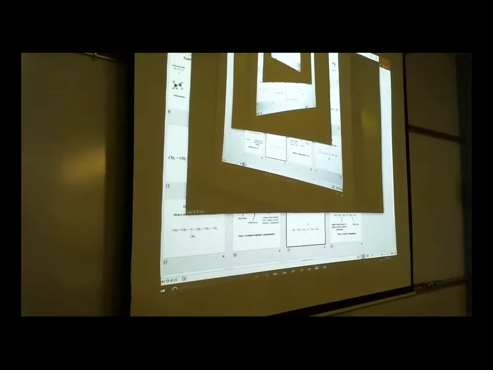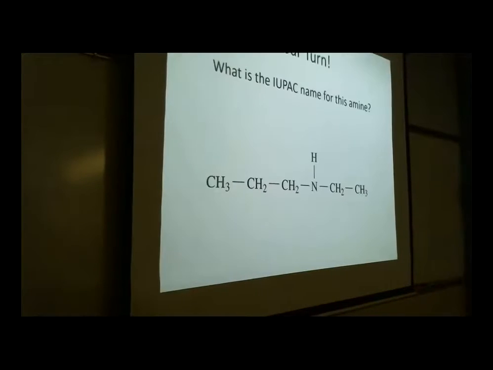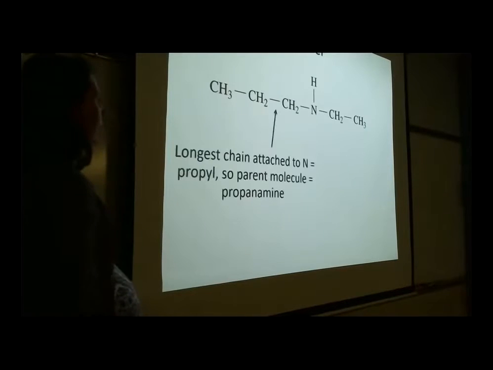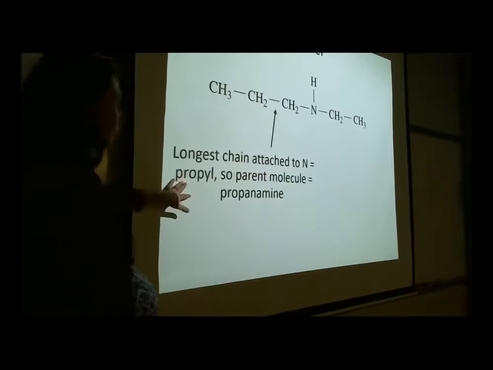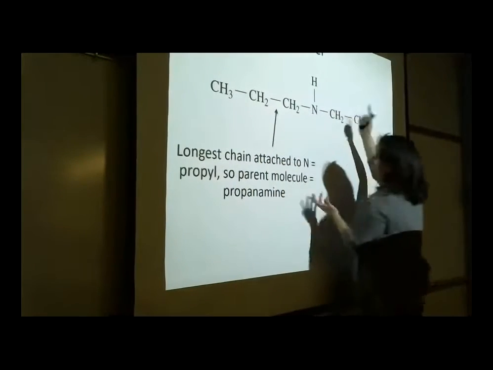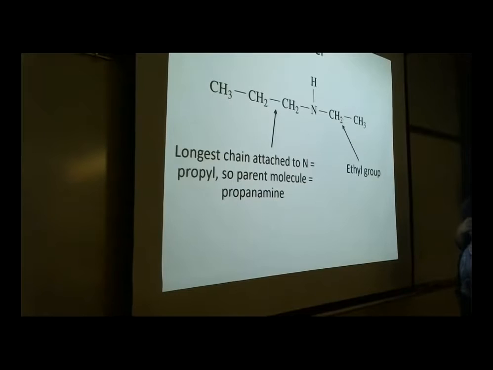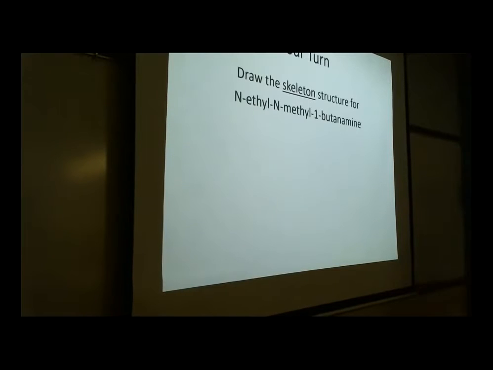All right, let's go over this one. So we have to identify the longest chain, 3 versus 2, right? So that's going to be propyl. And then if this were just a regular little NH2, we'd call it 1-propanamine, but it's not. It's an amine that's got a substituent. That's how we're going to treat it, right? So that's an ethyl group. So the name would be what? N-ethyl, 1-propanamine. Good.